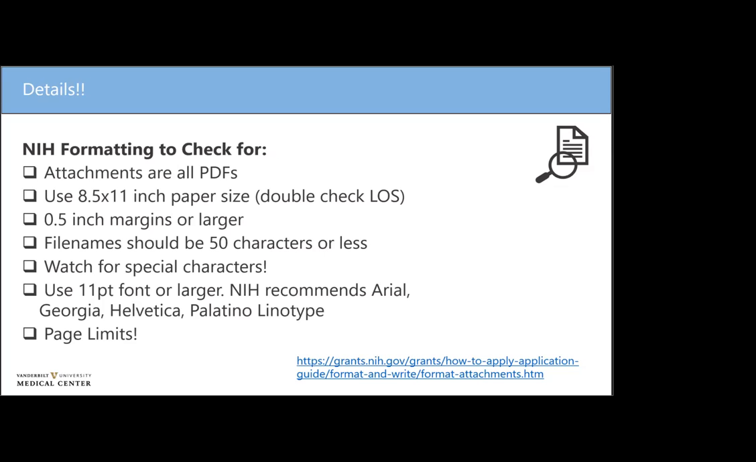Make sure that you are using 8.5 by 11-inch paper size. We come across this a lot when working with international partners, because so many other countries use different sizes of paper. Unfortunately, NIH will only accept 8.5 by 11. And this is something you can double check for your letters of support. You want to make sure that they're all the same size. You may need to resize it if somebody sent you a different paper size. Margins should be 1/2 inch or larger. File names should be 50 characters or less.